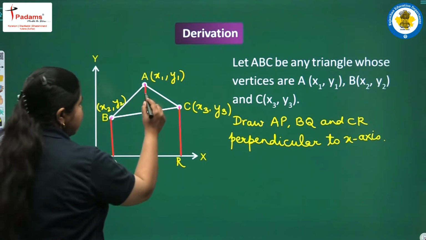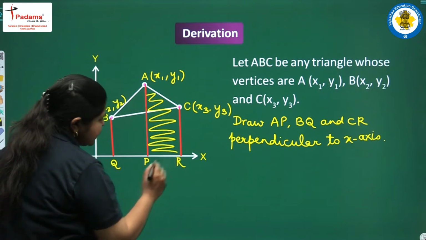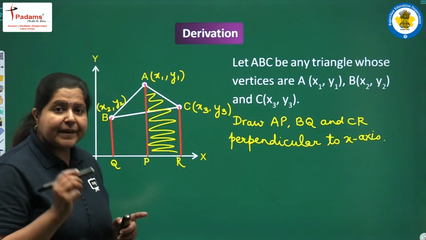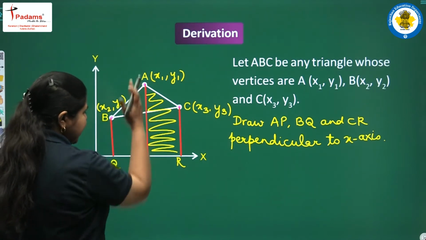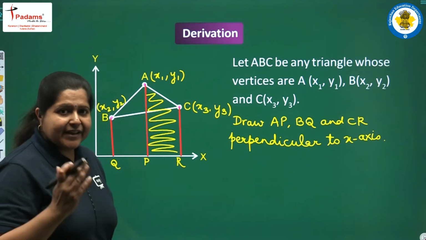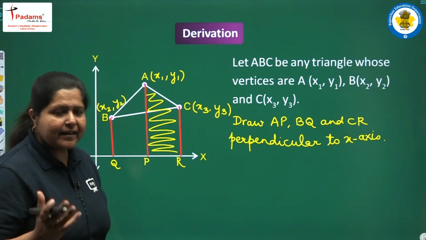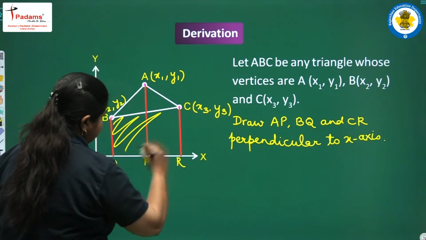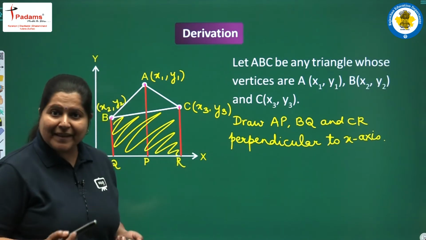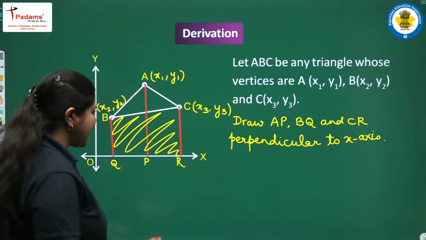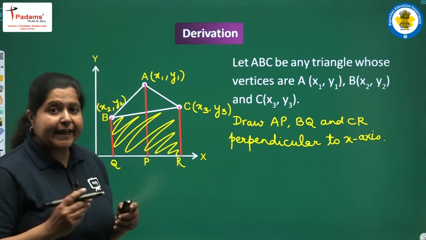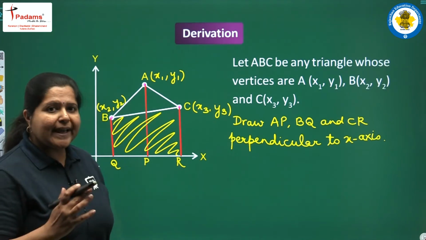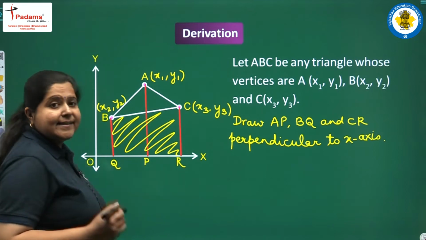Similarly, just look at this figure. Isn't it also a trapezium? Yes, again this figure APRC, it is a trapezium because again these perpendicular lines AP and CR are parallel, and so one pair of opposite sides is parallel, and so this is a trapezium. Similarly, if you look at this figure, is this not a trapezium? Yes, it is again a trapezium. Here you can see BQ and CR, these two are again perpendiculars to the x-axis, and so these two are parallel line segments, and so we can say that BQRC is a trapezium.